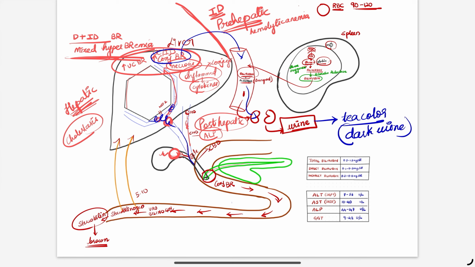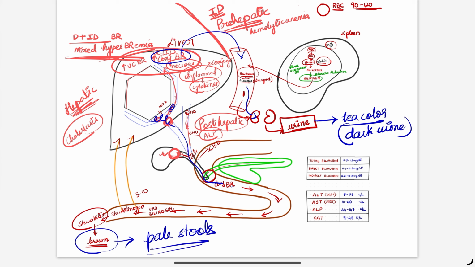Conjugated bilirubin does not reach the intestine. Here there's a block. So the intestine does not convert it. That means there's no urobilinogen, no stercobilinogen, no stercobilin. Therefore, the brown color is not given by stercobilin. It will lead to pale stools as in our case.